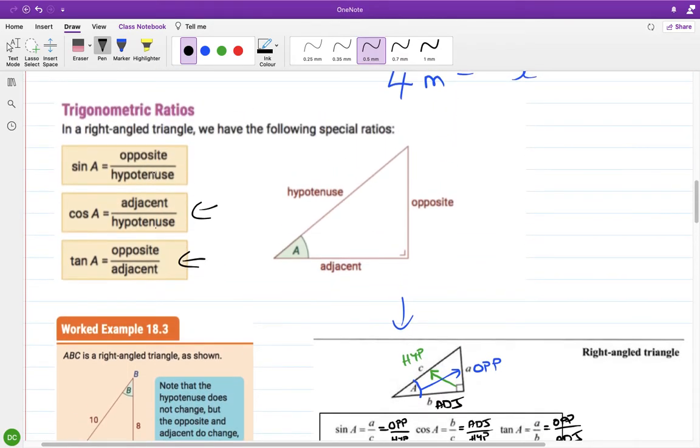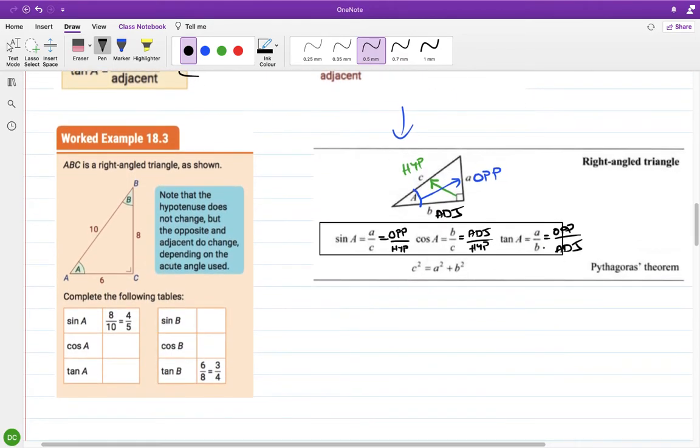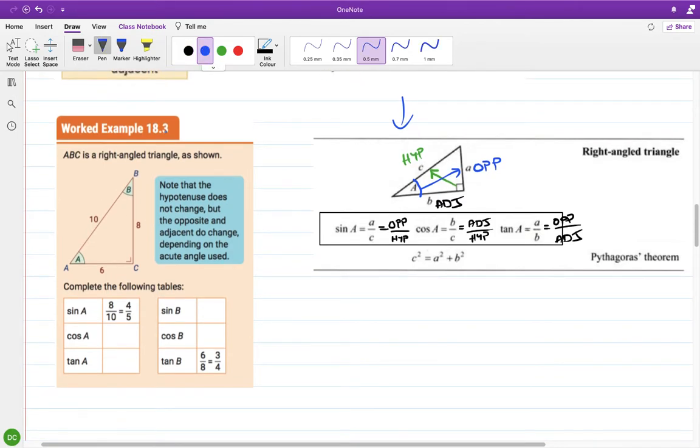There's no need to learn these things over here because they're in the table book. Okay, and again, provided you can label this triangle, they're all there ready for you. Okay, so we'll have a look at this question. ABC is a right angle triangle as shown.